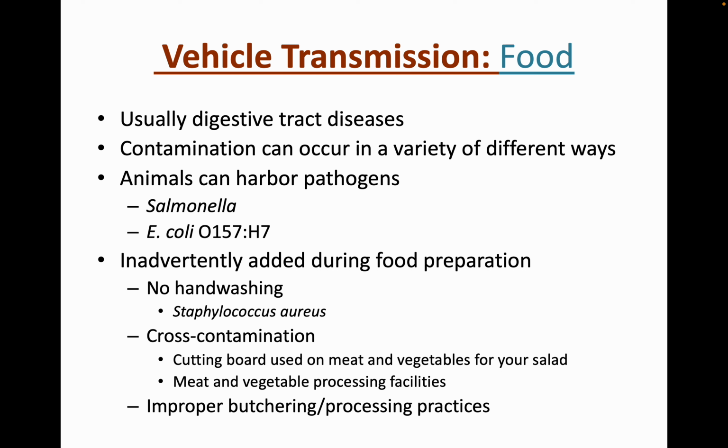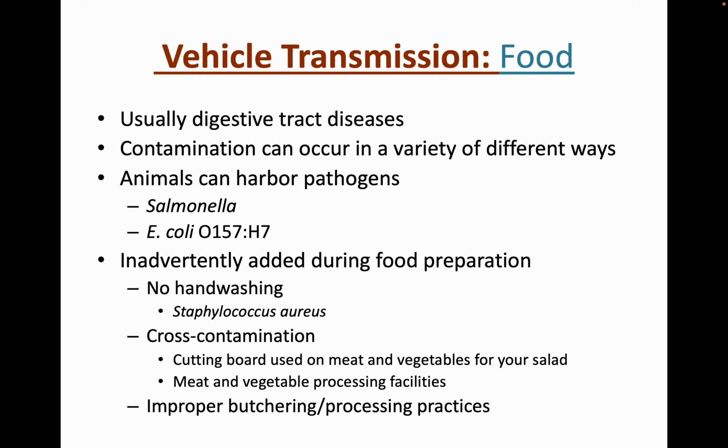All right, let's talk about food as a vehicle for transmission. It usually transmits digestive tract diseases, and contamination can occur in a variety of different ways. Animals can harbor pathogens like salmonella in chicken or E. coli 0157H7 in ground beef. It can also inadvertently be added during food preparation.